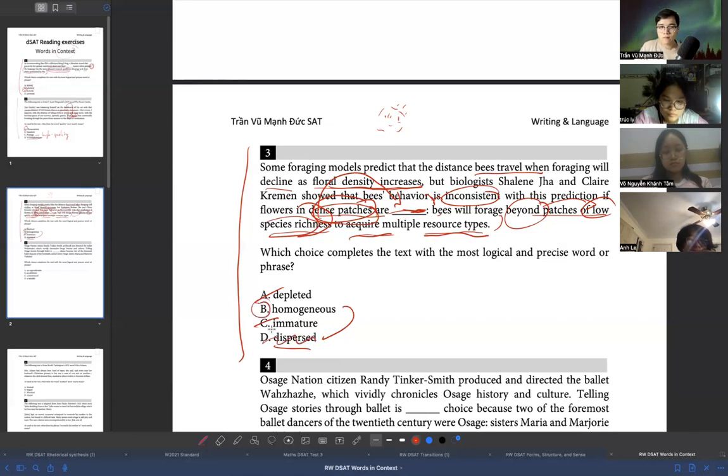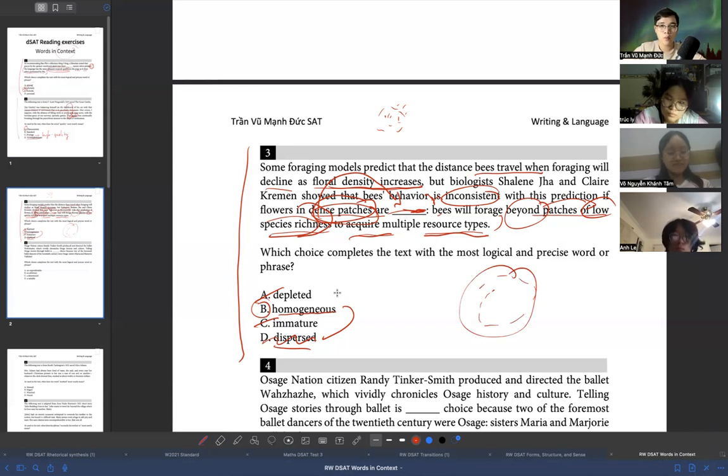But homogeneous, what does homogeneous mean? Homogeneous means it's the same on every side. So essentially it means that the species are the same everywhere. It's the same low species richness, meaning that in this group everything is the same. So that's homogeneous. Homogeneous is similar on every side, everywhere. Okay, so B is the correct answer. Very good. This question is very difficult.